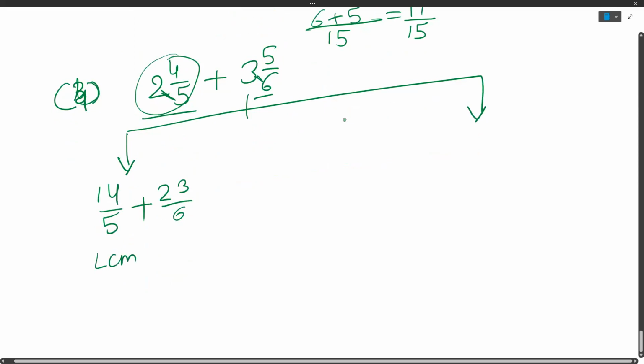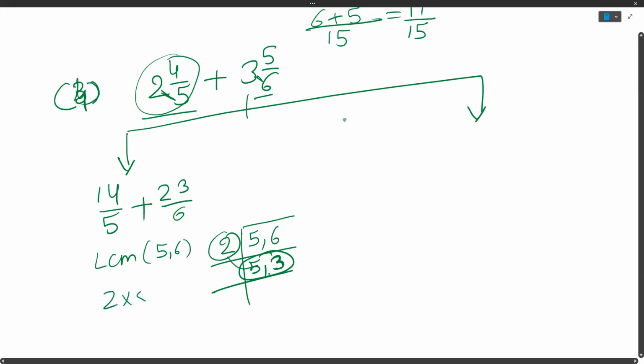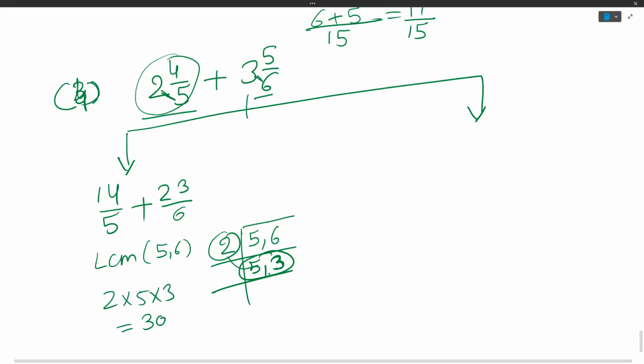Take the LCM of 5 and 6. Write 5, 6 and divide by 2. 5 remains as it is, and 6 will be divided to 3. Now you got prime numbers. Okay. So multiply all these 3 numbers, 5 into 2 into 3. So your LCM is 30.